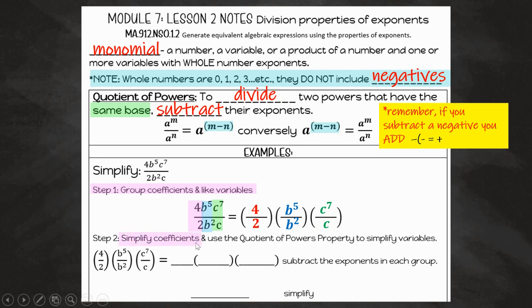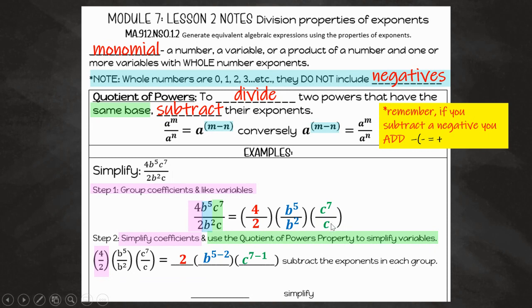Now we're going to simplify our coefficients. Well, let's look, 4 divided by 2, well, that is going to be 2. b to the 5th divided by b squared. Well, according to my quotient of powers property, I need to subtract those exponents. So I'm going to do 5 minus 2. And then c to the 7th over c. Again, I'm going to subtract those exponents.